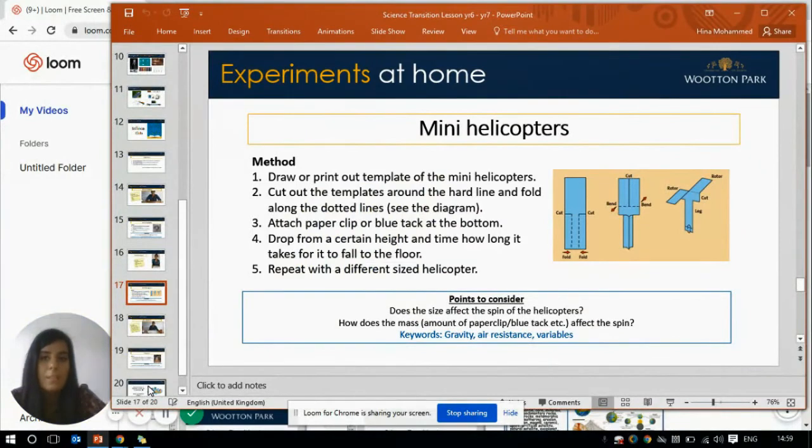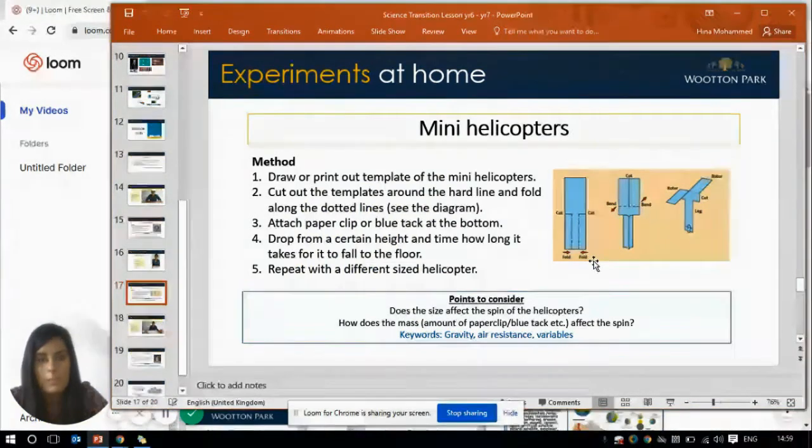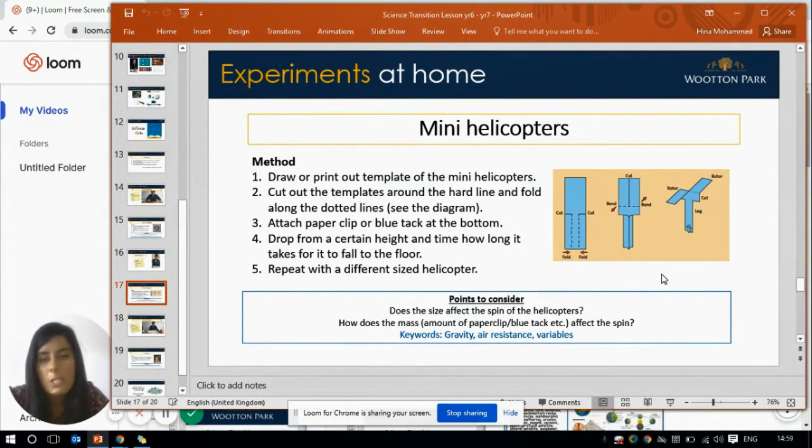Again, you've got a written method available here, along with the technique of how to fold it with this diagram. So some of the questions for you to consider here are, does the size affect the spin of the helicopter? How does the mass, so the amount of paper clips you use or the amount of glue tack you use, affect the spin? And some keywords for you to use are things like gravity, air resistance, and variables.